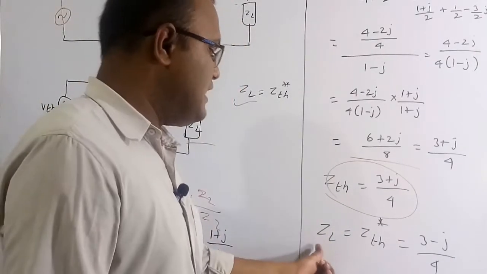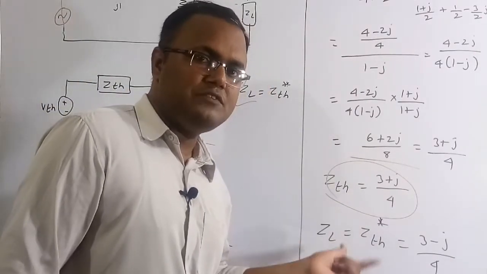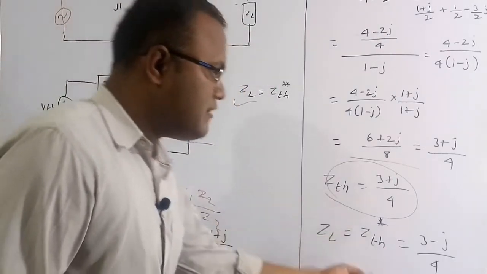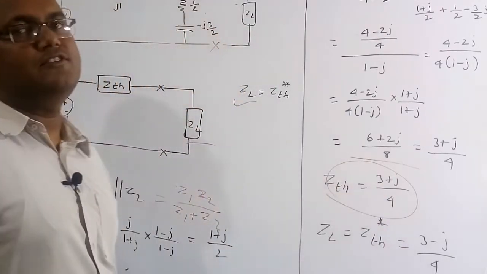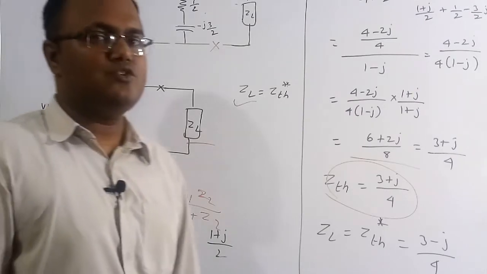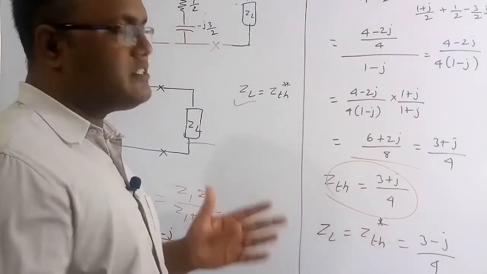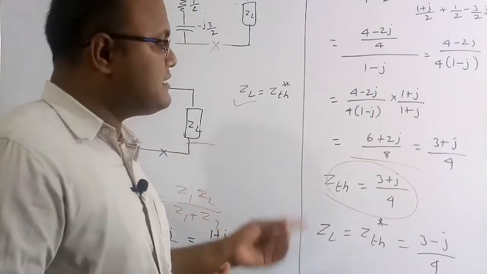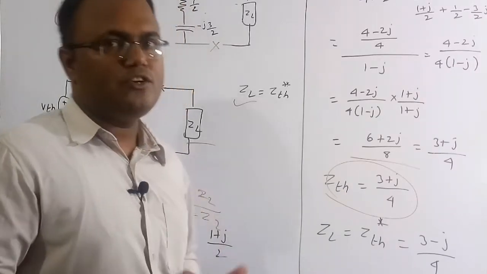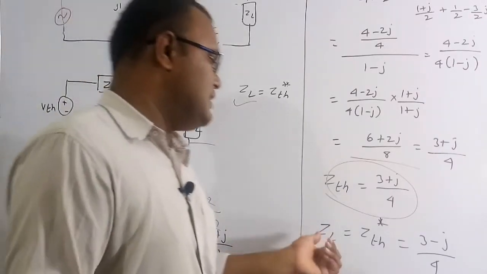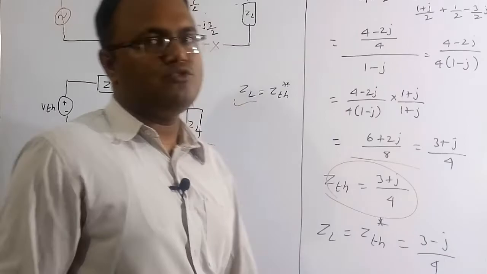If you place an impedance of this value, only at this particular condition, the maximum amount of power can be transferred to the load, meaning the total circuit will be purely resistive at this condition. So the maximum amount of power can be easily transferred. The answer is 3 minus J by 4, the correct solution of this question.